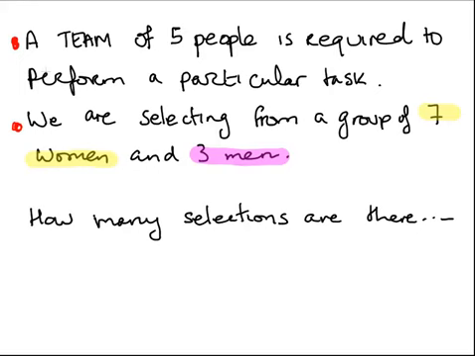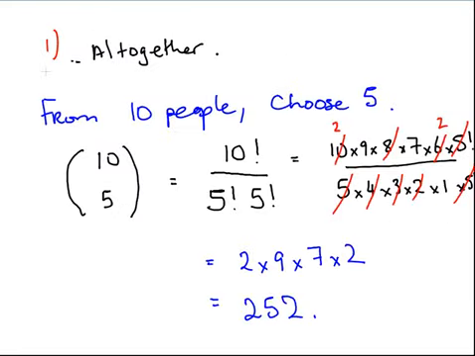This is the second part of a video related to this question here. A team of 5 people is required to perform a particular task. We are selecting from a group of 10 people, 7 women and 3 men. How many selections are there? Now we've done 3 already. How many selections are there altogether?